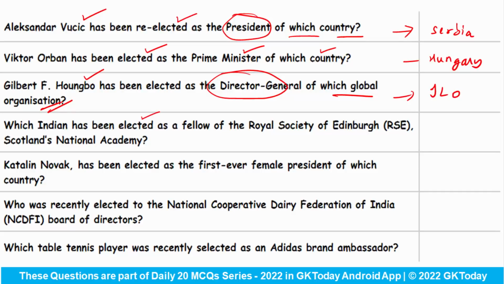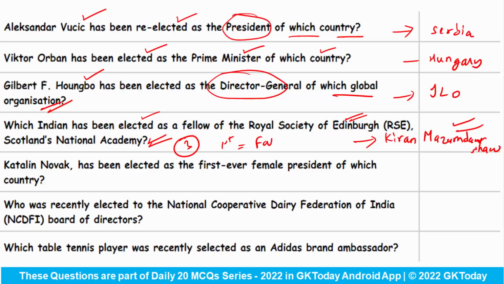Which Indian has been elected as a Fellow of the Royal Society of Edinburgh, Scotland's National Academy? Answer is Kiran Mazumdar-Shaw. We have talked about her yesterday as well. Why? Because 3 Indian women have been featured in the latest Hurun list of self-made women billionaires. The first in this list was Falguni Nair from Nykaa. The third woman in this list was Radha Vembu from Zoho. And second was Kiran Mazumdar-Shaw.